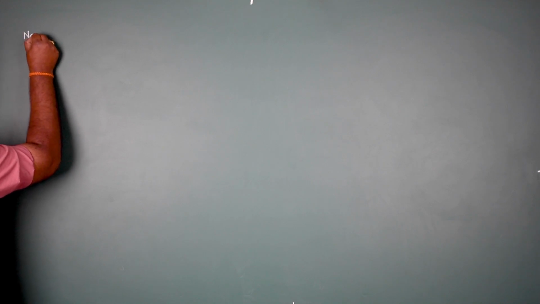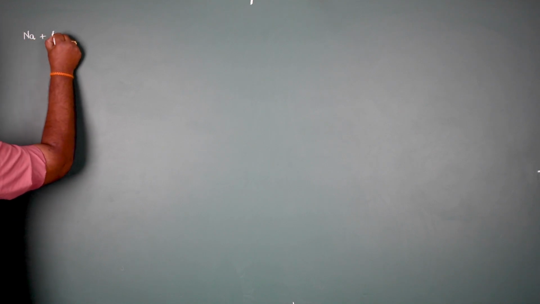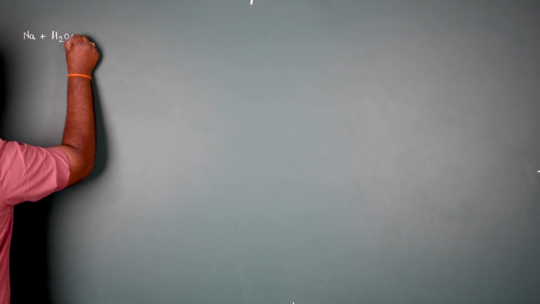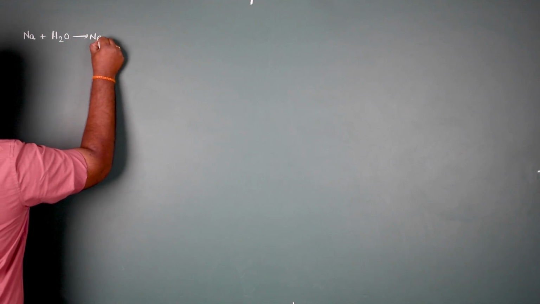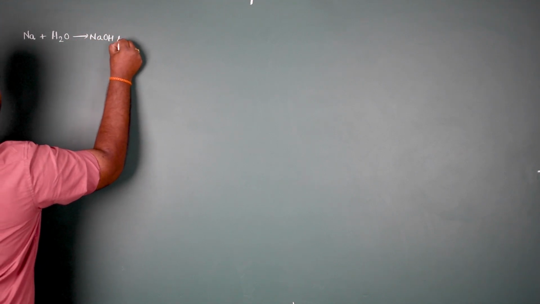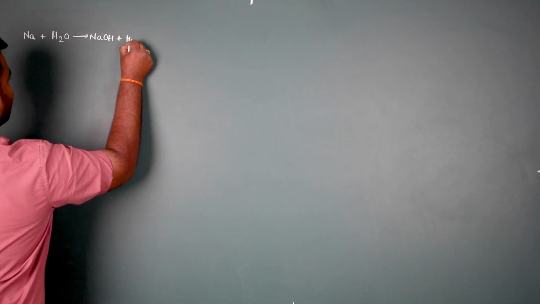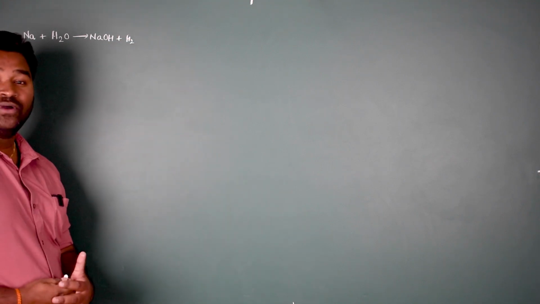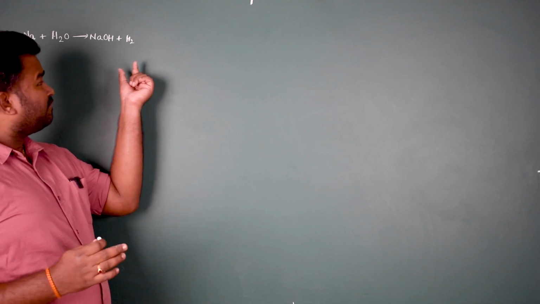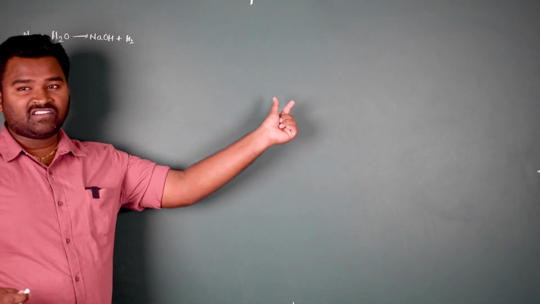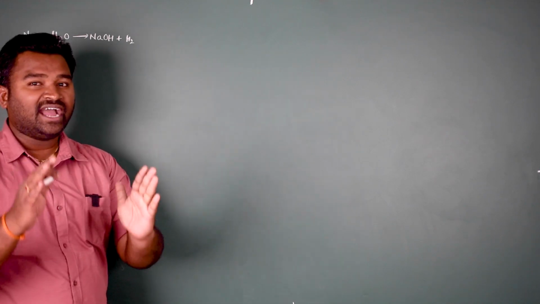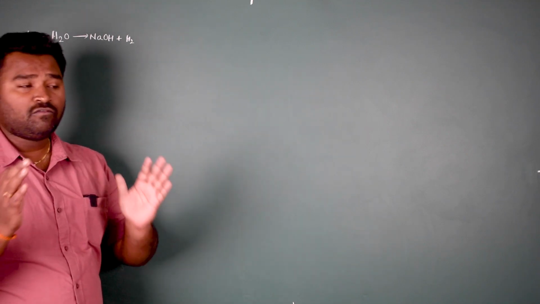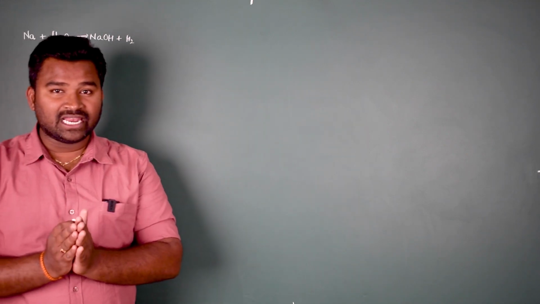That is, reaction of sodium with water to form NaOH plus hydrogen gas is released. Okay, now there is a difference between the previous equations and this equation. I will tell you how. Okay, so what is the first step in balancing a chemical equation?